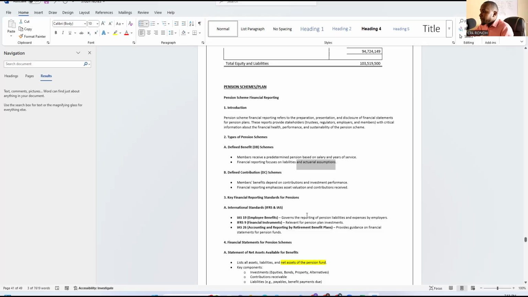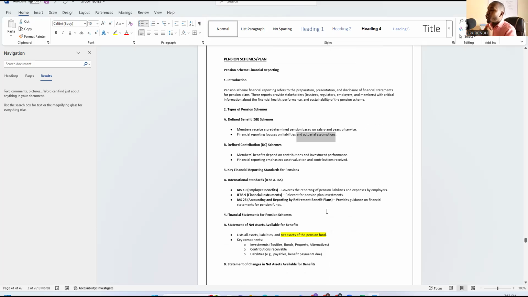We also have the key standards which govern this pension scheme. So we have IAS 16, 19, IAS 9, and IAS 26. All these are the standards which govern this pension scheme.